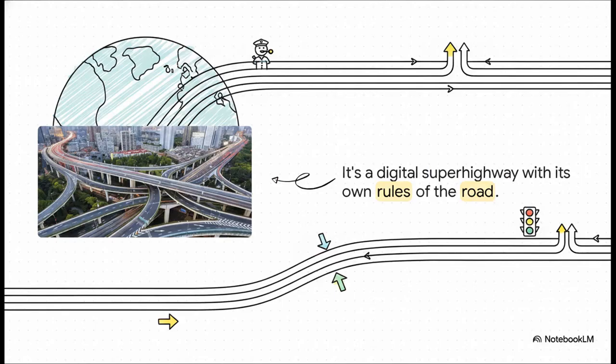You know, the best way to picture it is like this: a massive, global digital superhighway. And just like a real highway system, it is not chaos, not at all. It has lanes, on-ramps, traffic cops, and a very, very specific set of rules that every single vehicle, or in our case, every little piece of your data, has to follow to get where it's going.